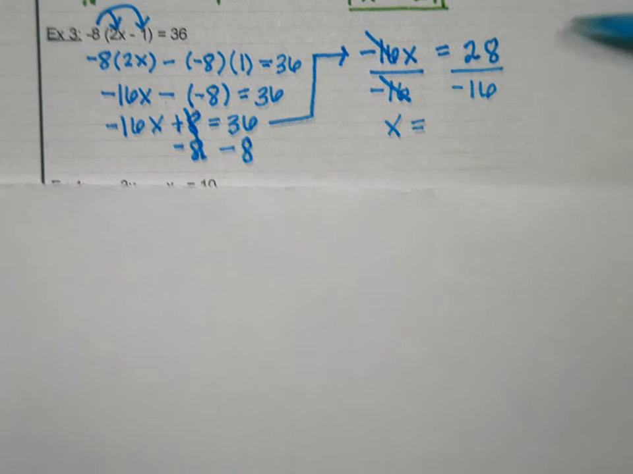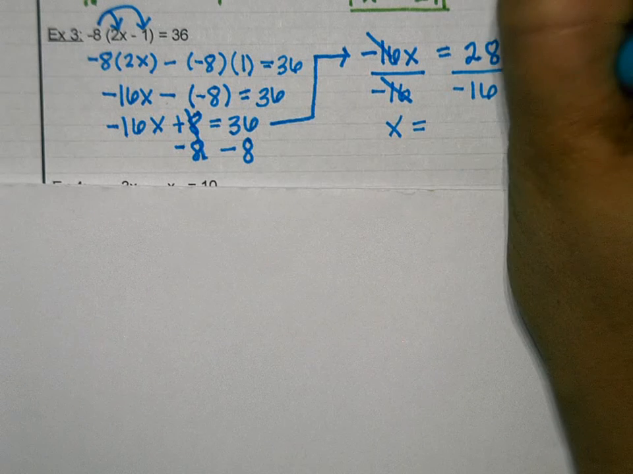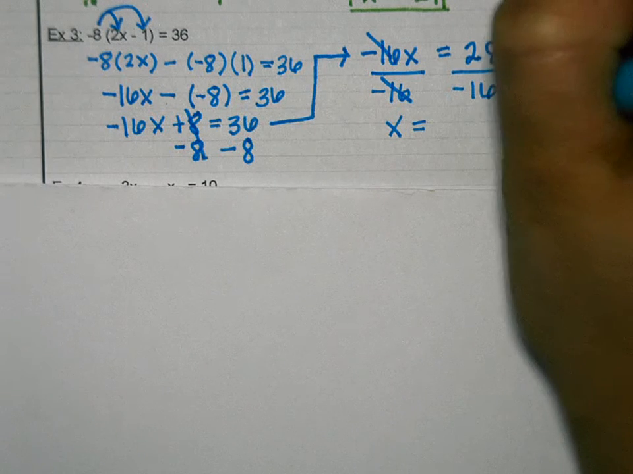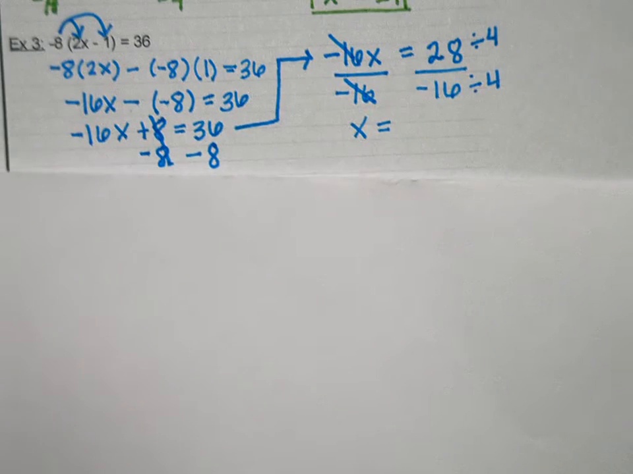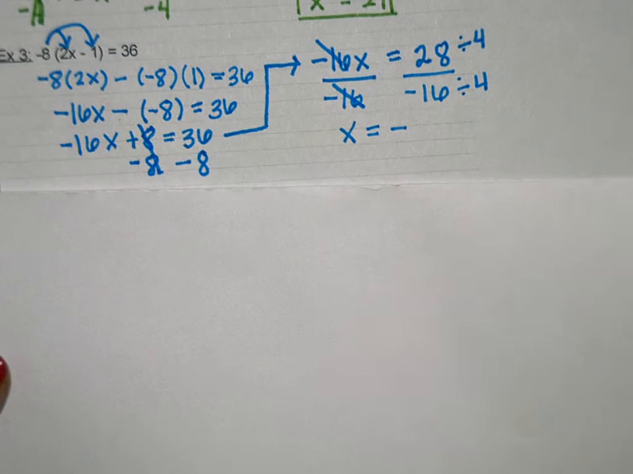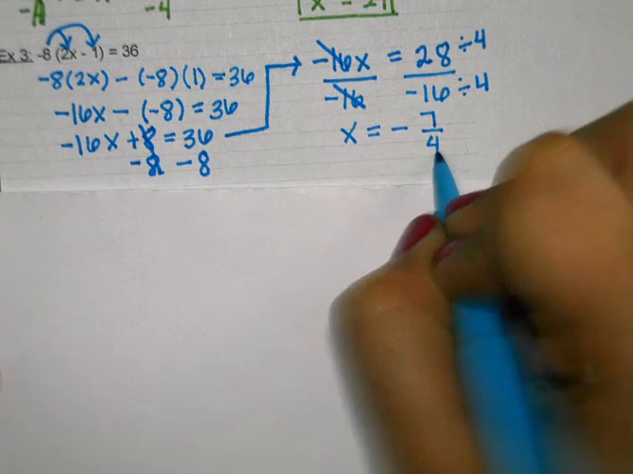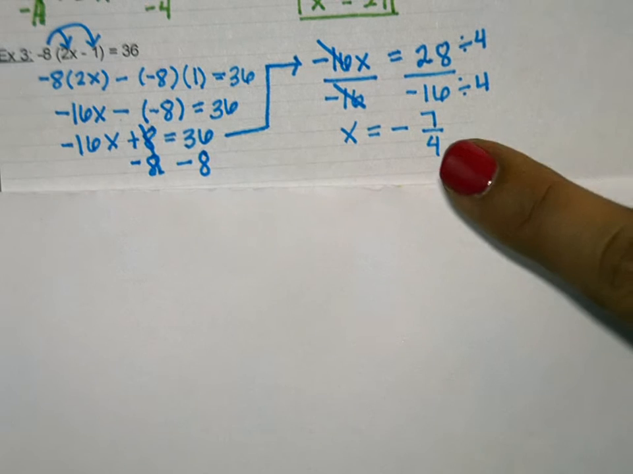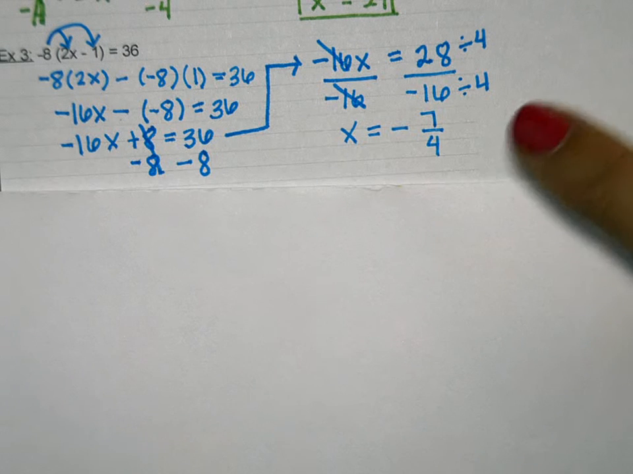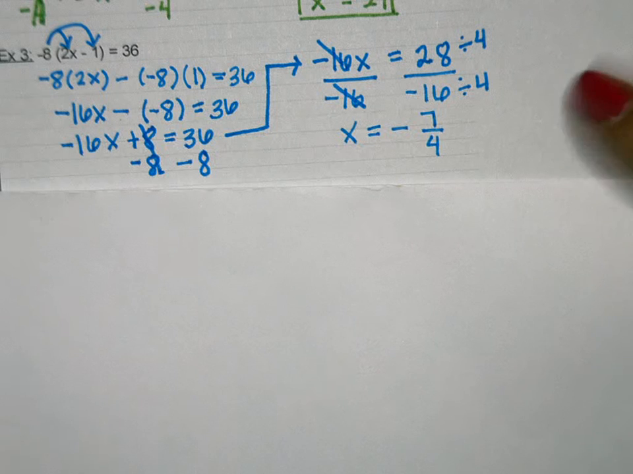Let's look at 28 and negative 16. A number that goes into both of those is 4. So if I divide the top and the bottom and reduce by 4, that gives me negative on the outside 7 over 4. It is okay in higher math to leave your numbers as an improper fraction. So we can certainly leave our answer as negative 7 over 4.